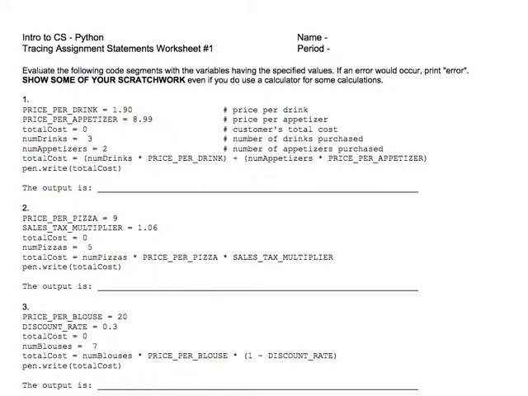Okay, so here we are. The first line of code, price per drink equals 1.90.